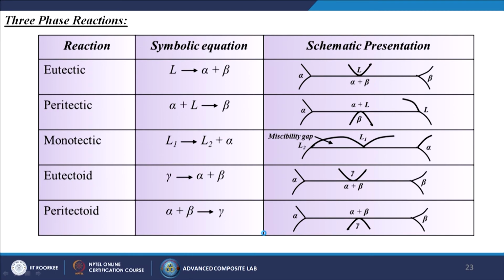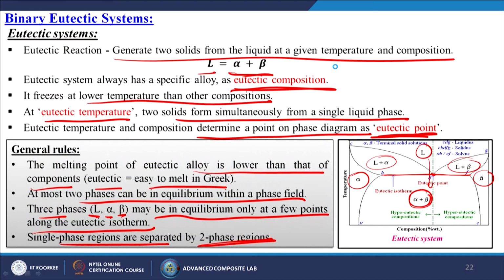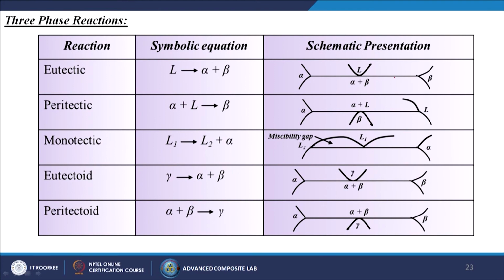If it is a three phase reaction, then in the eutectic case L is equal to alpha plus beta. In the last slides, if you remember, L is equal to alpha plus beta. So, that is the solid formation: here is the alpha, here is the beta, and L is changing into alpha plus beta. If it is peritectic, then alpha plus L changes into beta. If it is monotectic, then L1 is equal to L2 plus alpha.